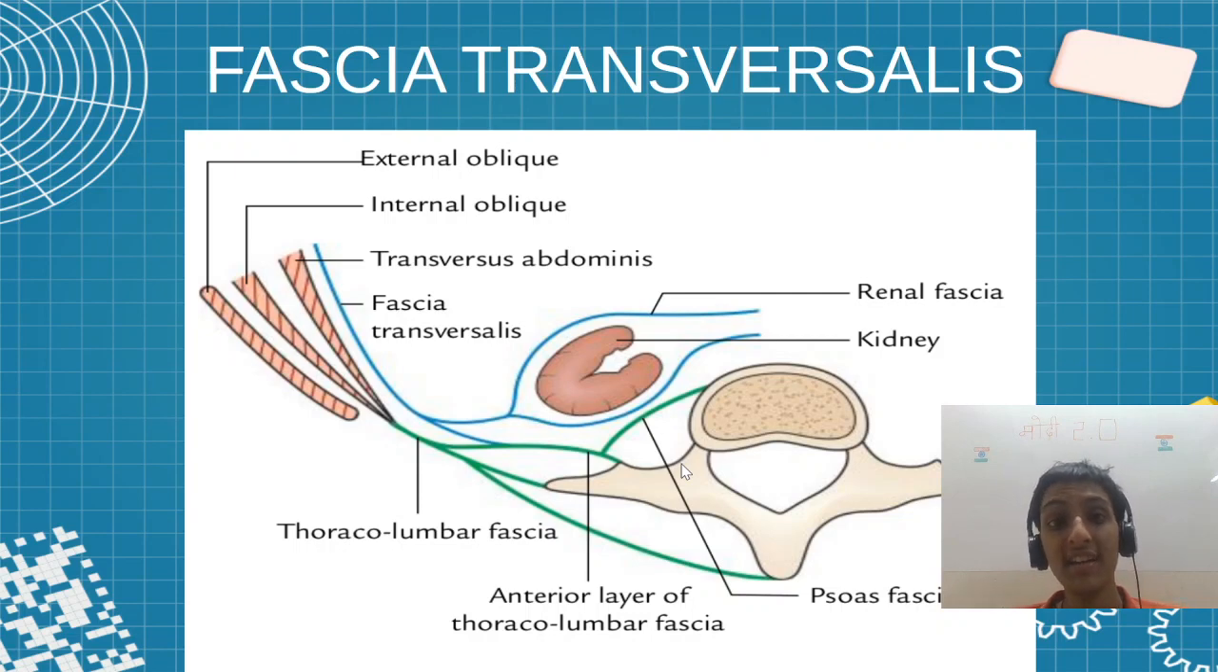Now the fascia transversalis. So what is fascia transversalis? This is lining the transversus abdominis muscle. Okay, please remember that there are some relations I want you to remember. Superior is the diaphragmatic fascia, inferior will be the fascia iliaca, and the anterior will be the linea alba. Okay, this is for fascia transversalis.